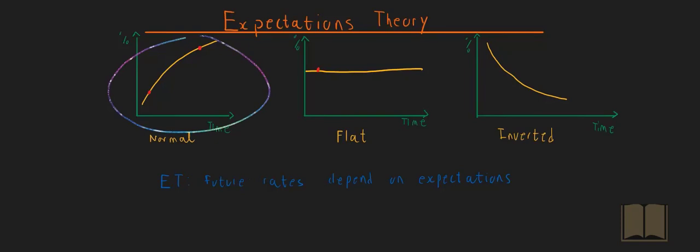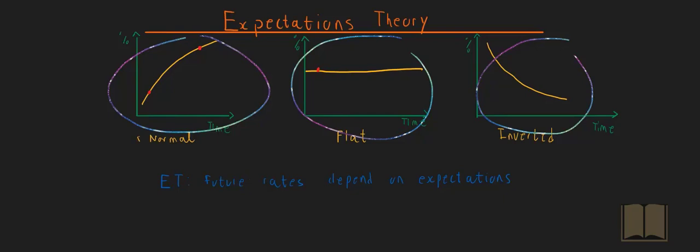But if people expect that interest rates in the future will be no different from interest rates right now, then the expectation theory would explain a flat yield curve. If people expect that interest rates in the future will drop, then the expectation theory will explain a downward sloping inverted yield curve. So the expectation theory can explain a normal yield curve. It can also explain a flat yield curve, and it can also explain an inverted yield curve.